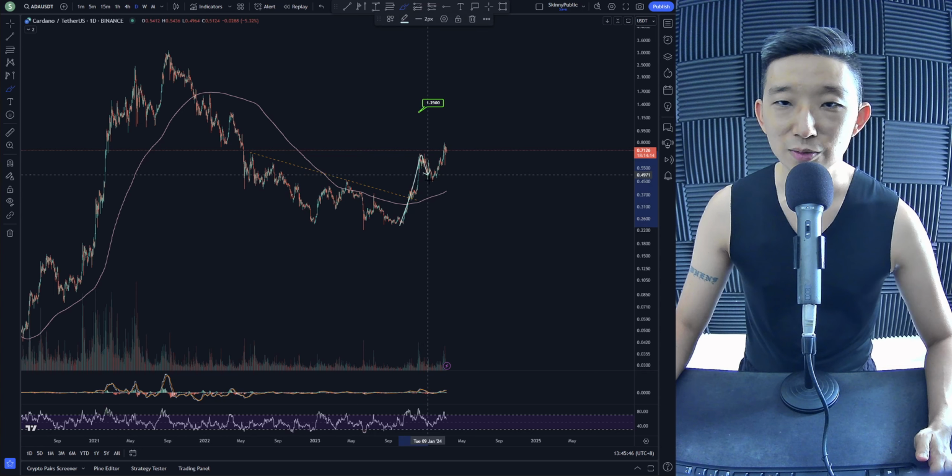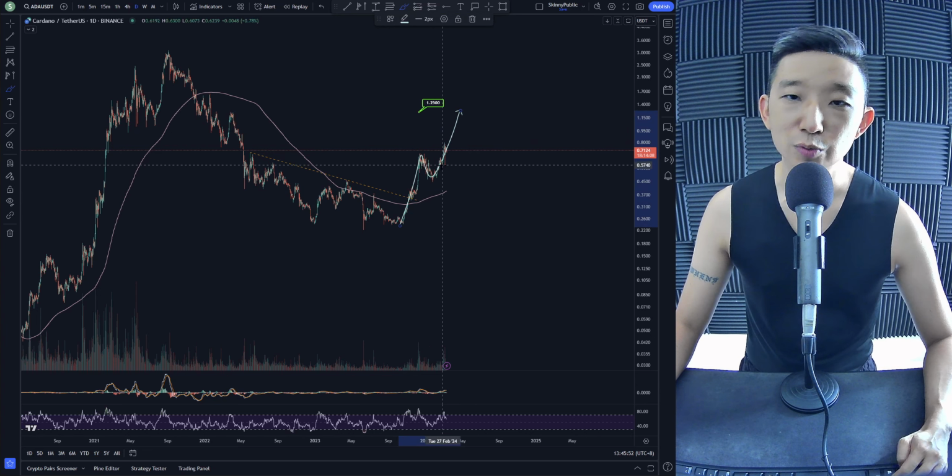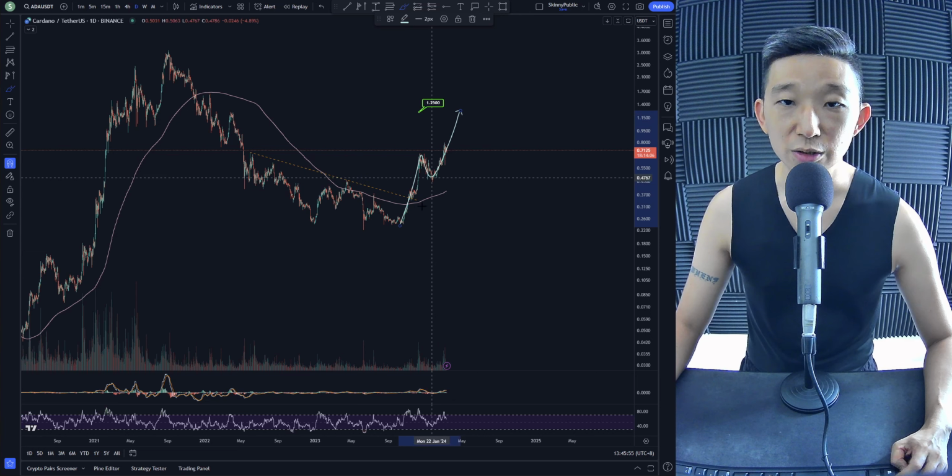And if anything, this is a wave 2. We're in the midst of a wave 3. More likely than not, we should be going to 125. And wave 3 is usually the longest, never the shortest, right?